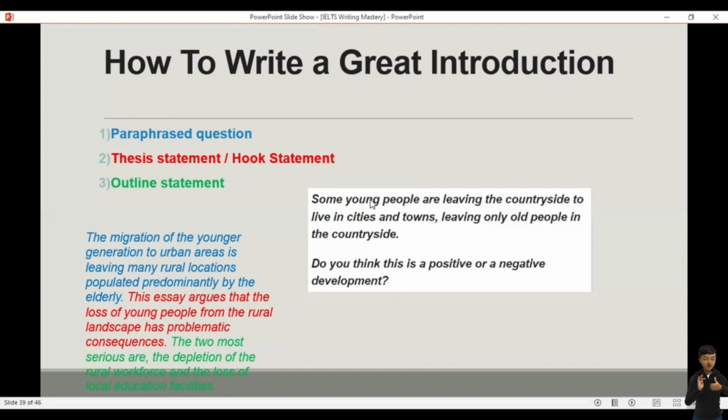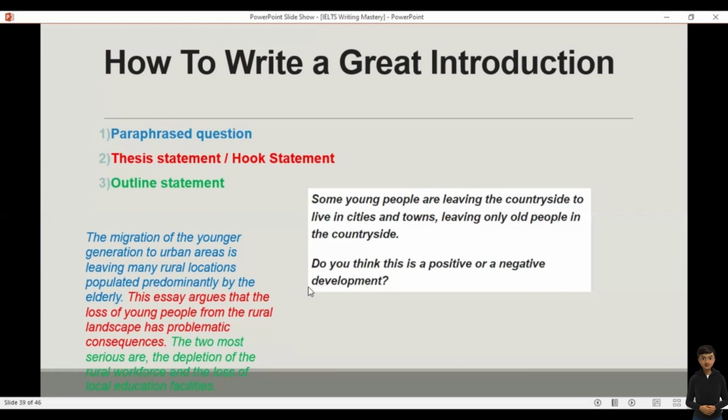Like I will use the synonyms for young people as the younger generation. For countryside, I will write the rural areas, right? And for old people, I will use the word elderly. This is going to be included in my planning. And then I will make 2 ideas, like I think this is something problematic. This is negative development.